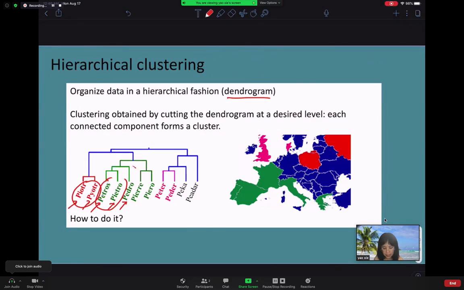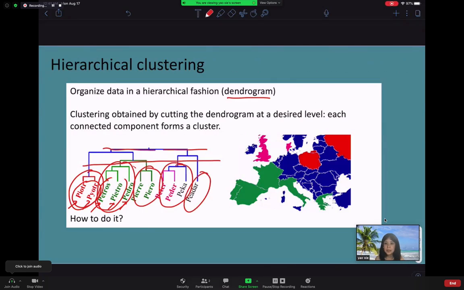For example, you say, I decide to cut my tree here, and then that's going to separate your data into two clusters, this and this. And if you decide to cut your tree at this level, as you can see, this is going to form 1, 2, 3, 4, and 5 clusters.